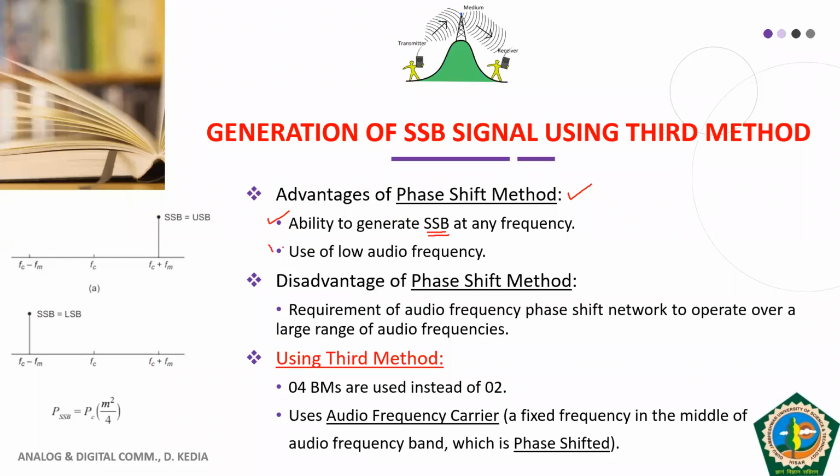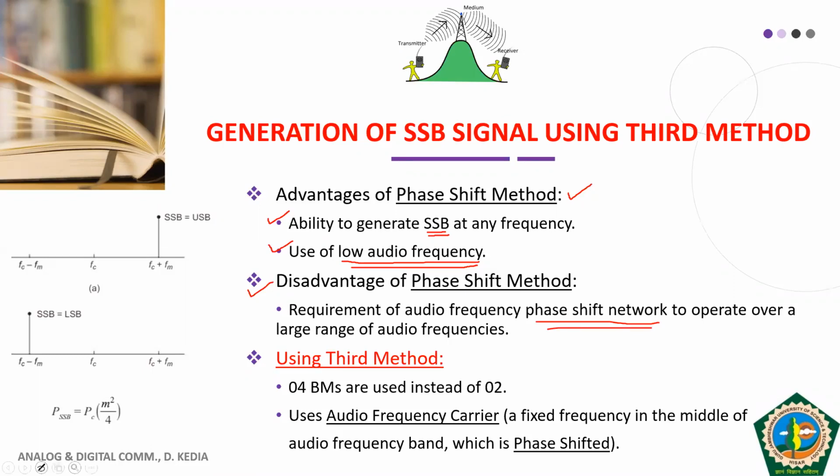Apart from that, the phase shift method allows us the use of low audio frequency for generation of single sideband signal. Okay, so means at lower range of audio frequency, the phase shift method works in a nice manner. So these are the advantages. Whereas the main disadvantage of phase shift method is the phase shift network.